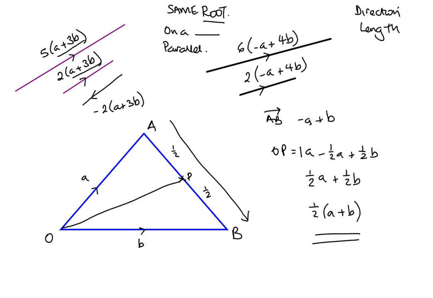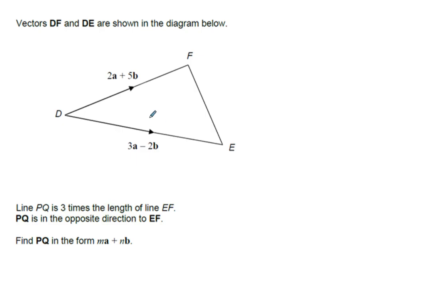Let's work with that. Vectors DF and DE are shown in the diagram below. Line PQ is 3 times the length of EF. So PQ equals 3EF. But we don't know what vector EF is right now, and PQ is the opposite direction. So we can now just rewrite it: PQ equals minus 3EF, because it's in the opposite direction. We don't need that one right now.